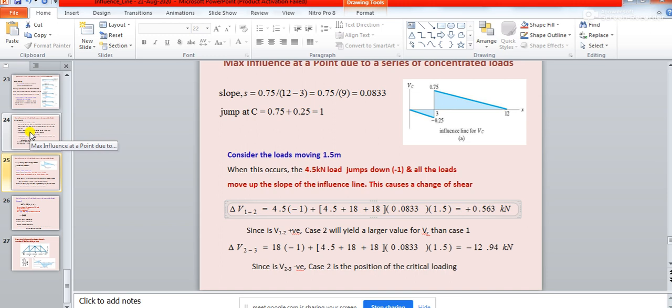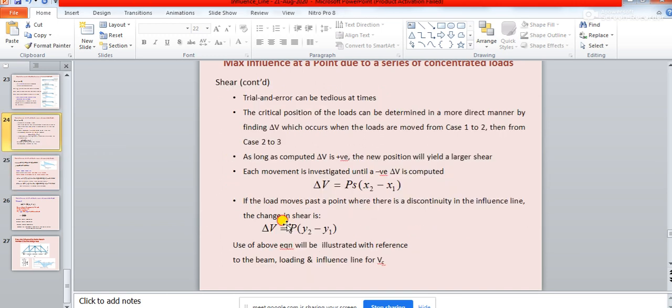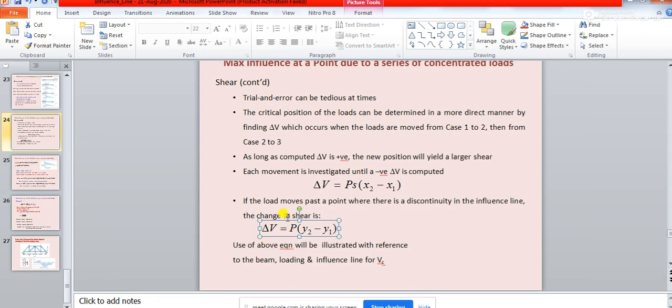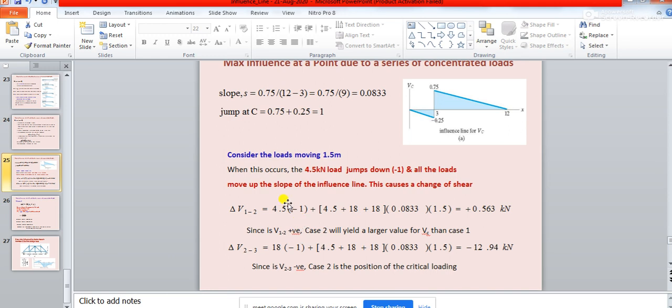And how do you understand this theoretically? Theoretically, you are calculating delta V as P multiplied by (y2 minus y1). And what is your y2 over here? Your y2 is minus 0.25 and y1 is 0.75. So basically there is a drop: minus 0.25 minus 0.75 gives you minus 1. So first you are multiplying this 4.5 kilonewton load with minus 1.